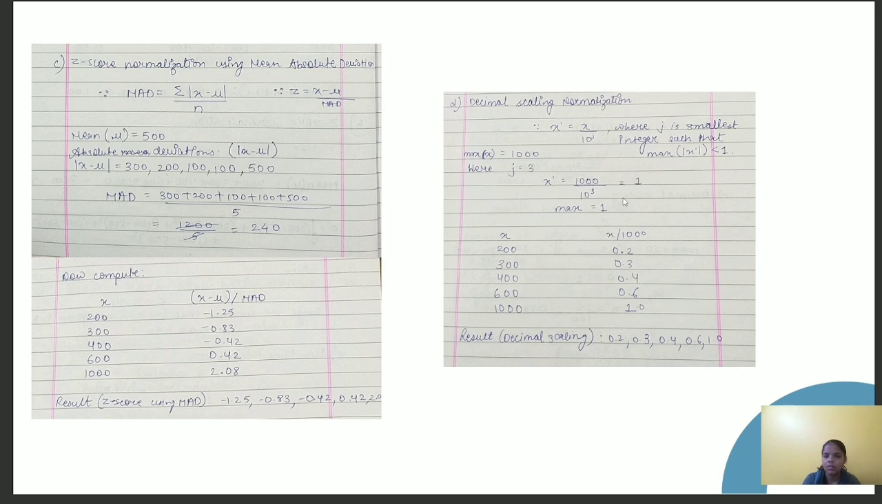Yes. Now we will calculate for the following data points. 10 raised to power 3, when we put x equals 200 upon 10 raised to power 3, our value is 0.2. Similarly for 300, 400, 600 and 1000. So our result, the decimal scaling, is 0.2, 0.3, 0.4, 0.6, and 1.